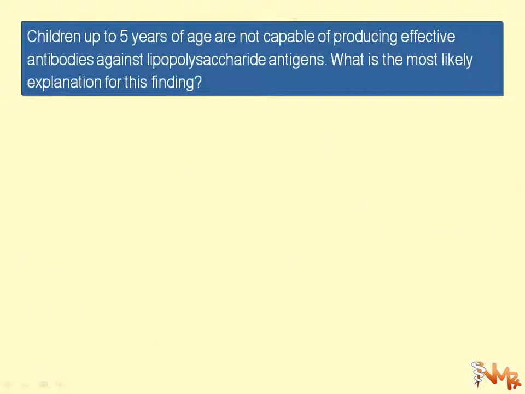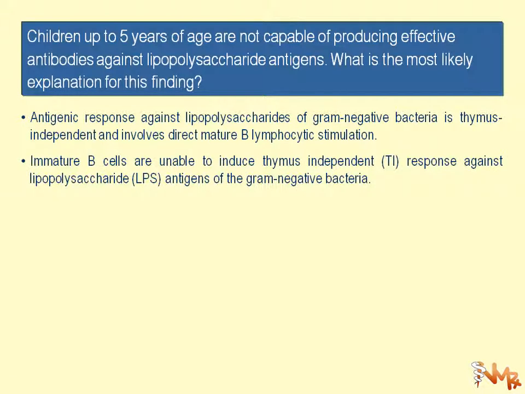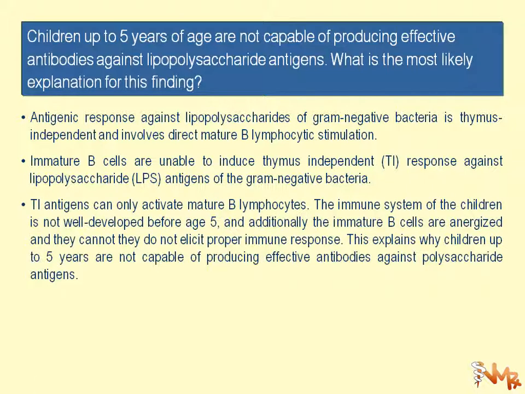Children up to 5 years of age are not capable of producing effective antibodies against lipopolysaccharide antigens. What is the most likely explanation for this finding? Antigenic response against lipopolysaccharides of gram-negative bacteria is Thymus independent and involves direct mature B lymphocytic stimulation. Immature B cells are unable to induce Thymus independent response against lipopolysaccharide antigens of gram-negative bacteria. Thymus independent antigens can only activate mature B lymphocytes.